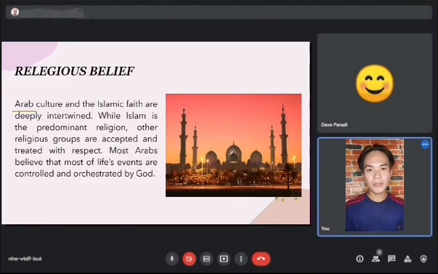So in culture, let's start from their religious beliefs. Arab culture and the Islamic faith are deeply intertwined. While Islam is the predominant religion, other religious groups are accepted and treated with respect. Most Arabs believe that most of life's events are controlled and orchestrated by God. So man is dependent on the fate determined by God and is powerless in controlling many of life's events. As a result, religious affiliation is essential to everyone in Arab society.